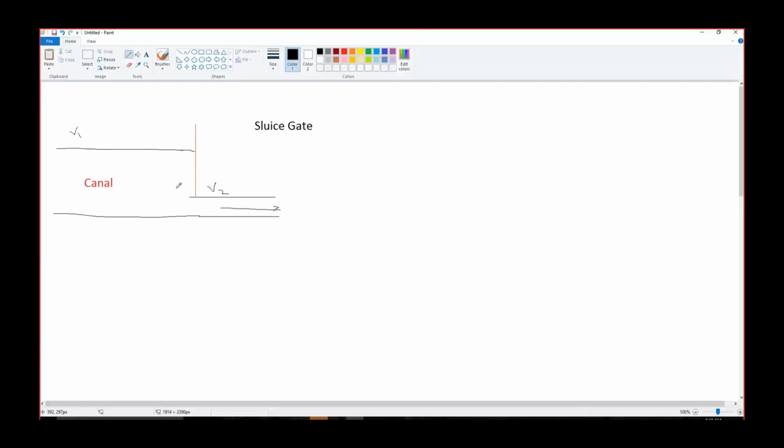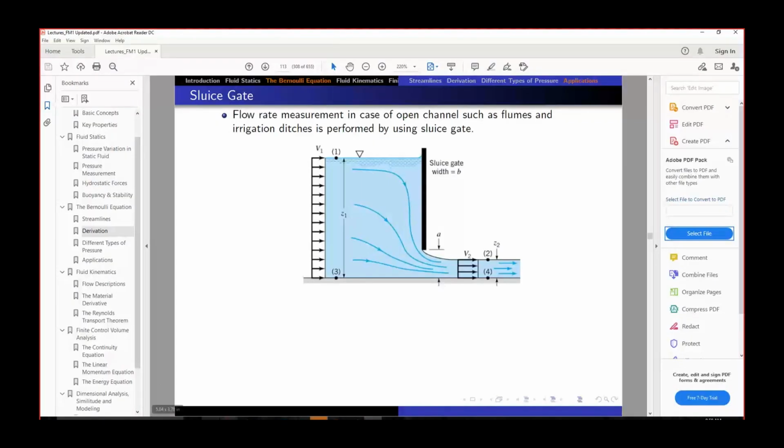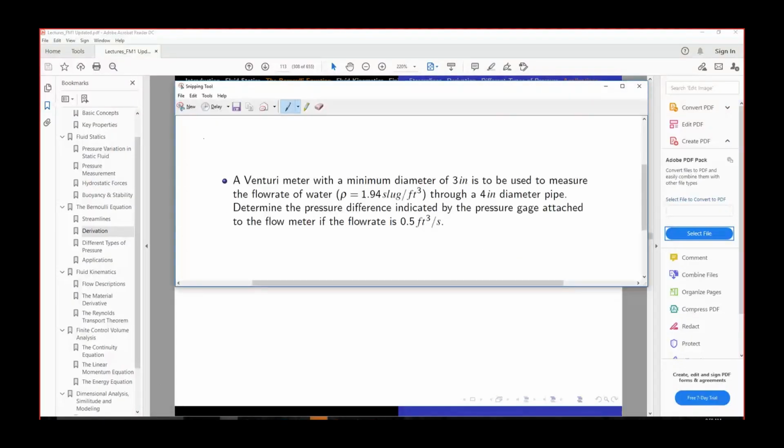So if you know the pressure and if you can rightly apply the Bernoulli equation, you can measure the flow rate Q for this canal. How will we do that? Just let me take this picture there so we can discuss that.